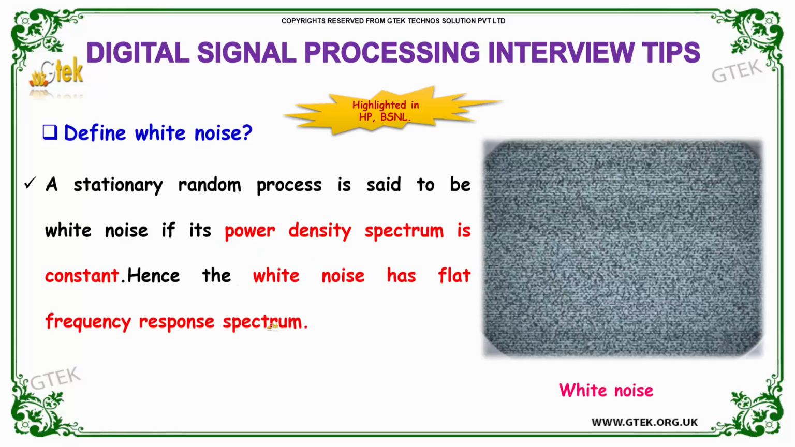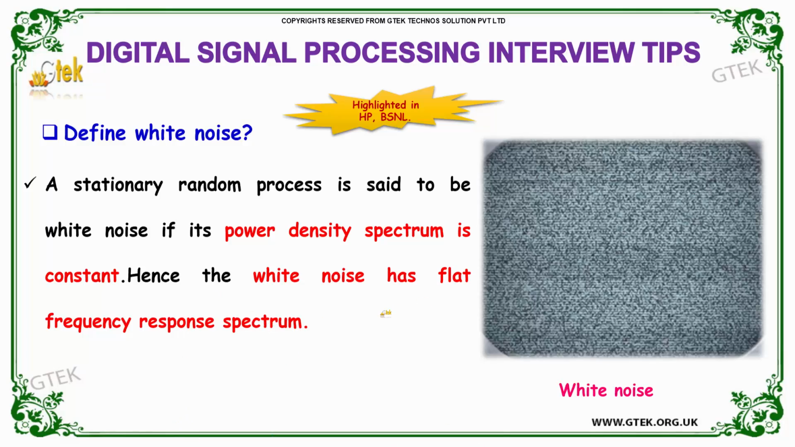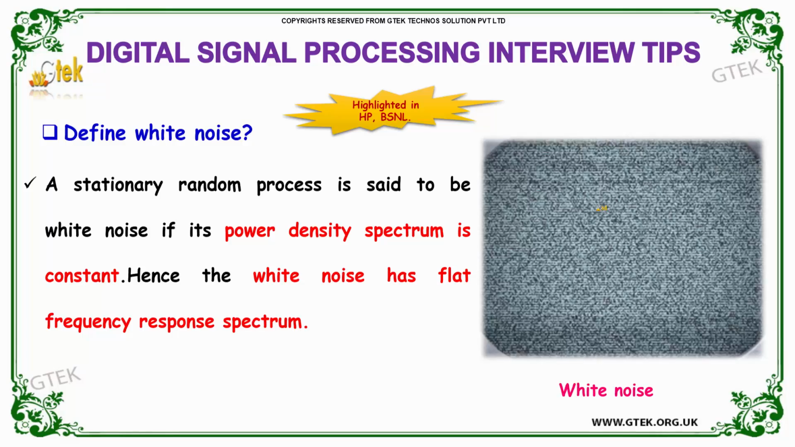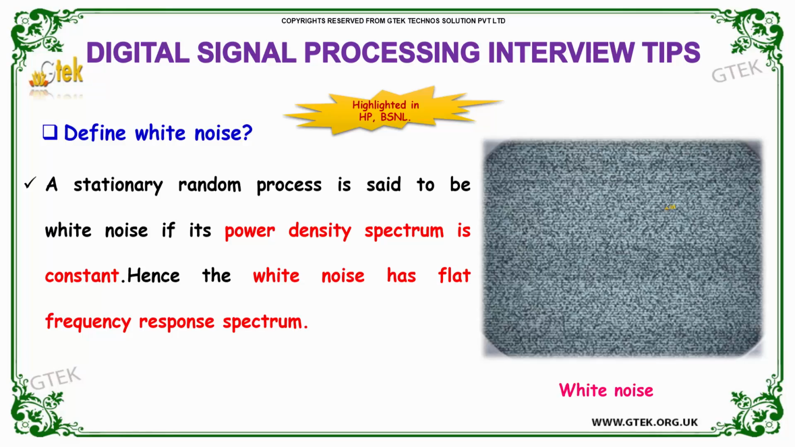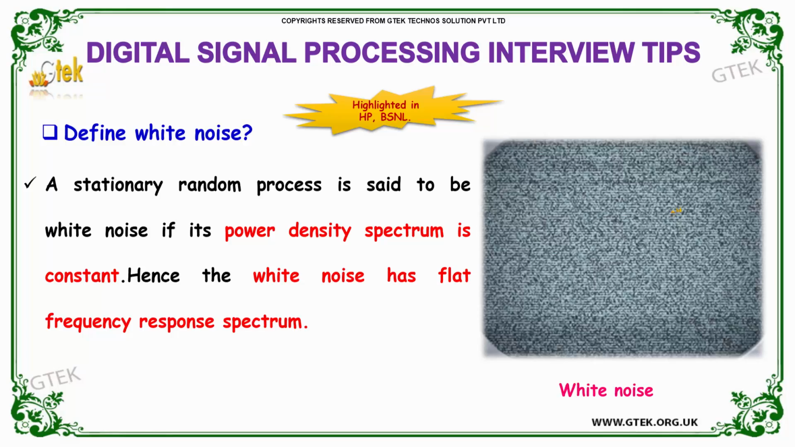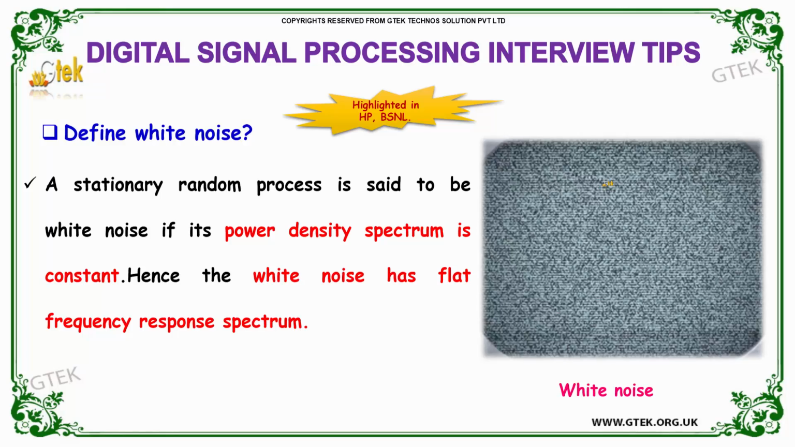Let's move on to the next question. Define white noise. A stationary random process is said to be white noise if its power density spectrum is constant. Hence, the white noise has flat frequency response spectrum. You can see the depiction of white noise over here.